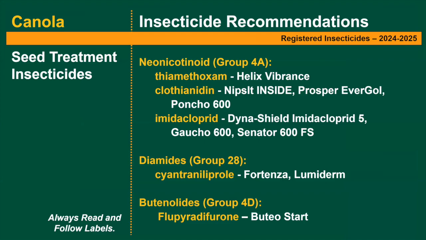And here's a list from the insect guide on insecticide seed treatments that we have registered for flea beetle in canola. And again, we've relied heavily on the neonicotinoid insecticides: thiamethoxam, Helix Vibrance is one I'll talk about today, clothianidin and Prosper EverGol. And then there's also imidacloprid available. And then we have the diamides, group 28, and their trade names are Fortenza and Lumiderm, and the butenolides, which is the newest insecticide and new mode of action, group 4D. Buteo is the trade name in canola.